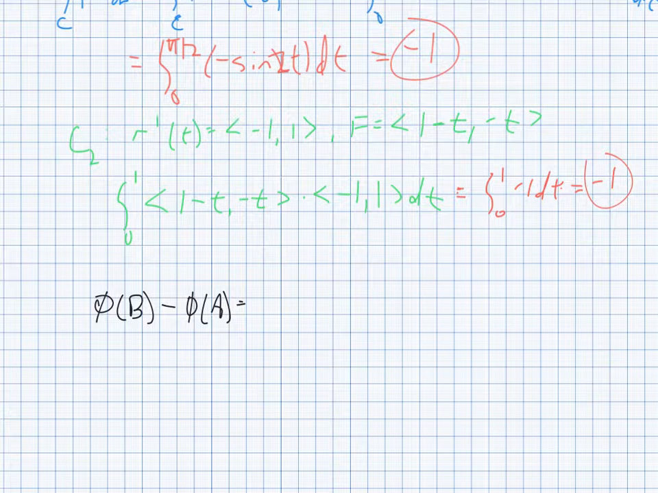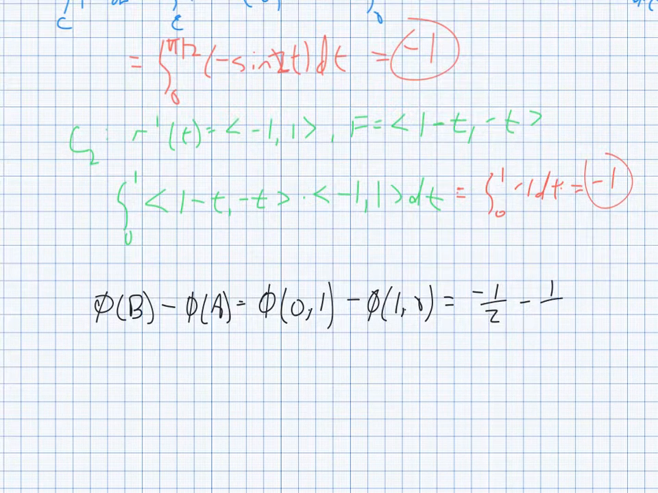well, let's see. What I would do is plug in the point 0, comma 1. That's my b point. Minus phi of 1, 0. And that results in negative 1/2 minus 1/2. Just plug those 2 points into the phi function and add them together, and lo and behold, you get negative 1. So we got negative 1 for each, which again verifies that the theorem applies to this conservative vector field.